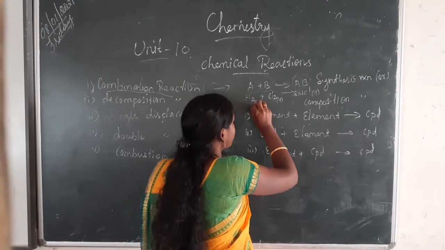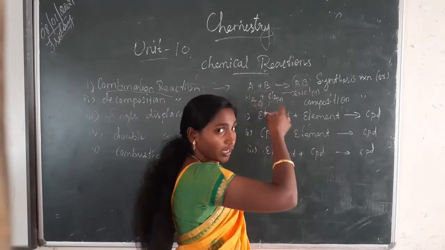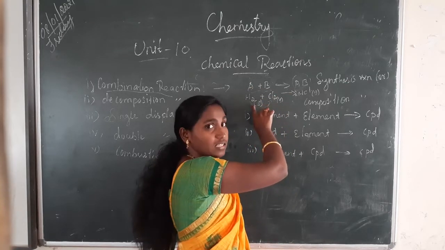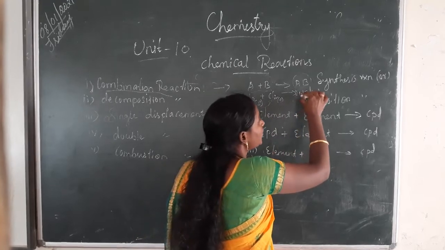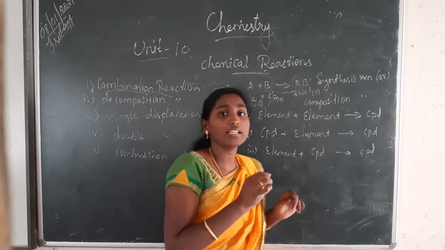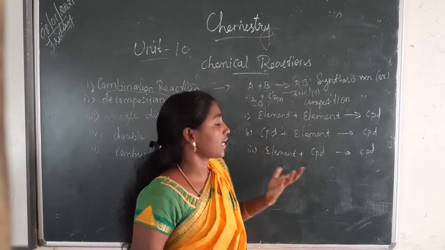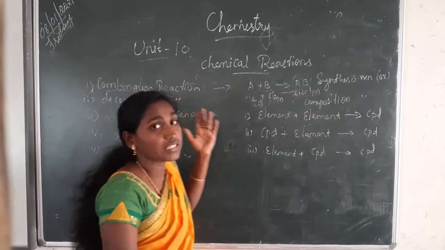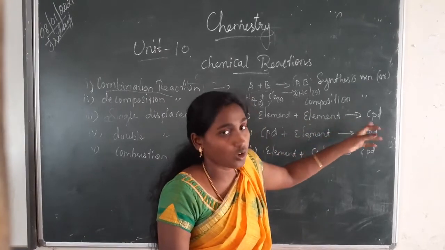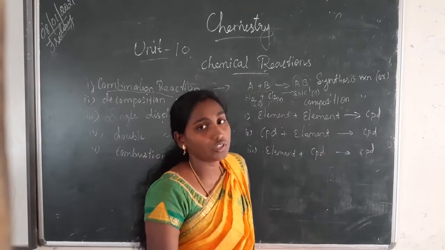So in this reaction, two or more reacting elements combine to form a new product, that is a combination reaction. Based on the nature of the reactants, this combination reaction is classified into three types: element plus element gives compound, compound plus element gives compound, and element plus compound gives compound.